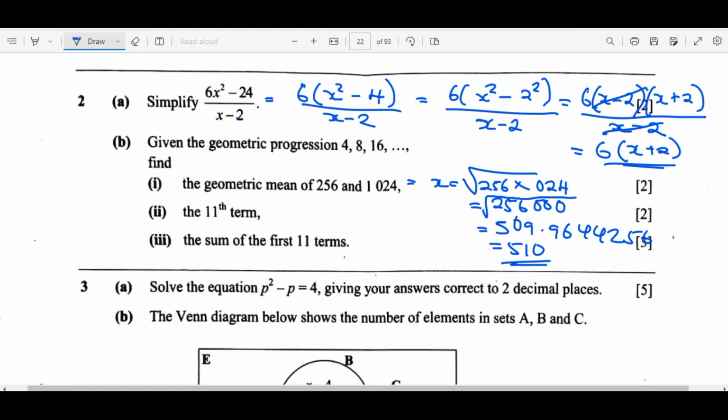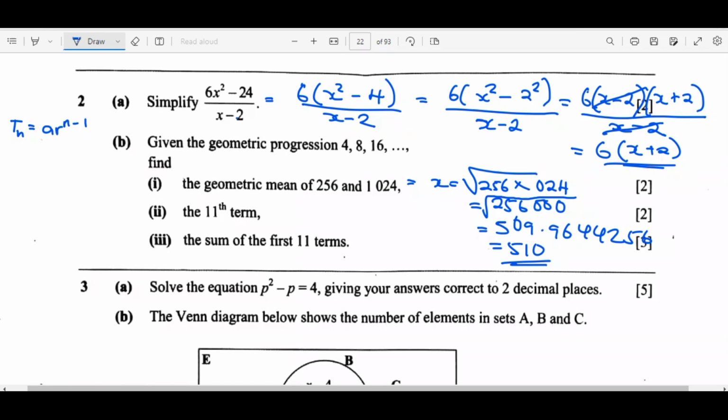And then we can go to the next question, the nth term. So we want to find the nth term. How do we find the nth term? We know the formula for finding the nth term. So we would say t_n is equal to ar^(n-1). So in this case, what are we looking for here? We're going to find the common ratio. So how do we find the common ratio?